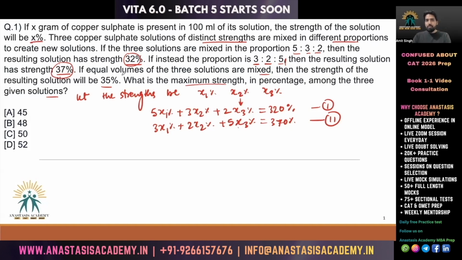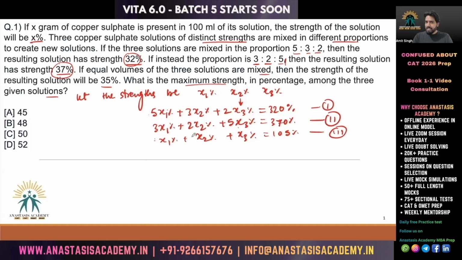Now, third equation would be, if equal volumes of three solutions are mixed, strength would be 35. So it would be x1% plus x2% plus x3% would be equal to 35 into 3, that is 105%. This would be my third equation. So I have made three equations. Now solve them smartly. First, I need to take two equations and eliminate one variable. So I'm taking equation 1 and 3. Why? Because I can easily eliminate this x2 by multiplying this equation with 3.